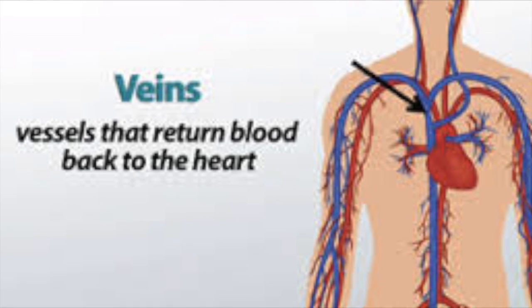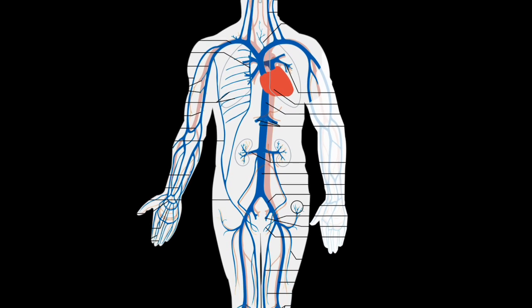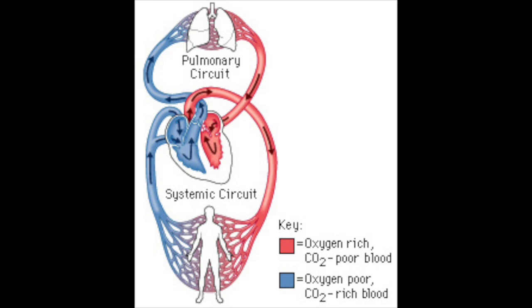Most veins carry deoxygenated blood from the tissues back to the heart. Exceptions are the pulmonary and umbilical veins, both of which carry oxygenated blood to the heart. We will be going over pulmonary circulation later in the video.